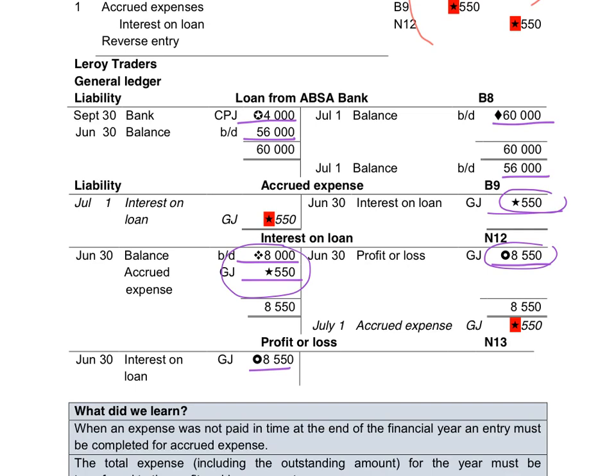On the first day of the next financial year, I want to close off this accrued expense account, because this liability was only created to correct my books at the end of the year. So if I want to close accrued expense, I must debit the accrued expense account and credit interest on loan with 550. At the end of the year, we calculated the 550, the balancing between what we paid and we were supposed to pay, and on the first day of the next financial year, we bring down that balance.